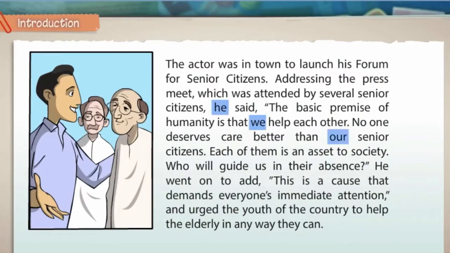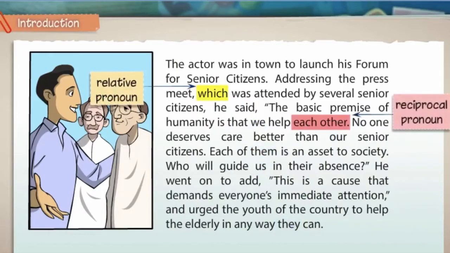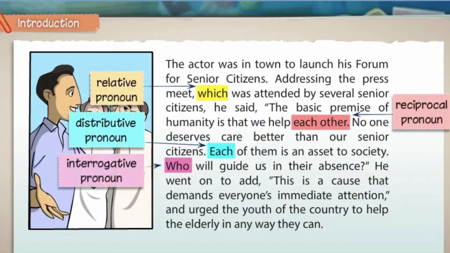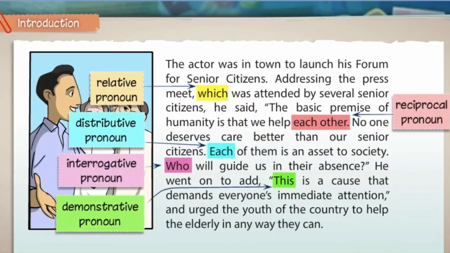Now, he, we, our, them, us, which, they, these are all pronouns in this passage. Which is relative pronoun. Each other is reciprocal pronoun. Each is distributive pronoun. Who, interrogative pronoun. This, demonstrative pronoun. Okay? Which, relative pronoun. So these are the different types of pronouns in this passage. Let us see what is the meaning of these different types of pronouns.